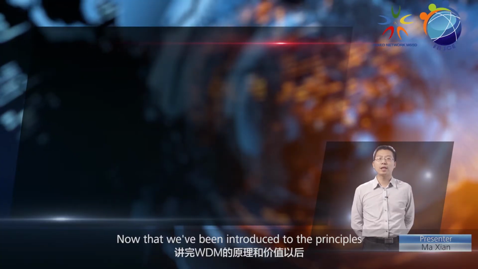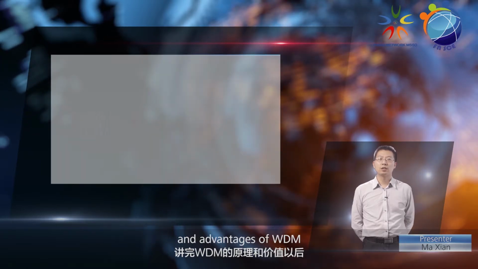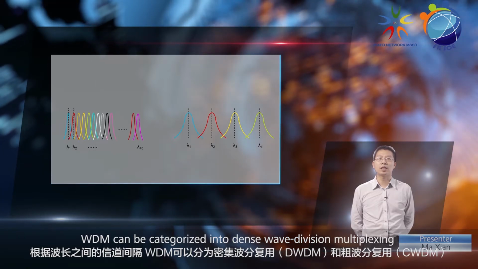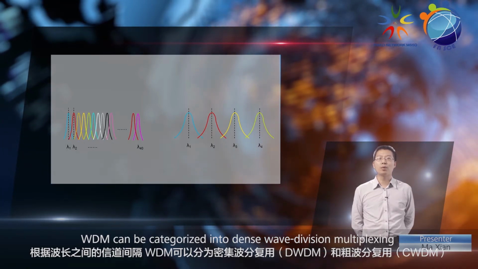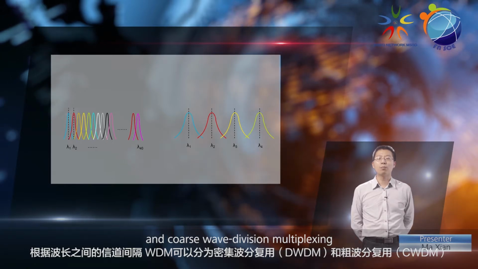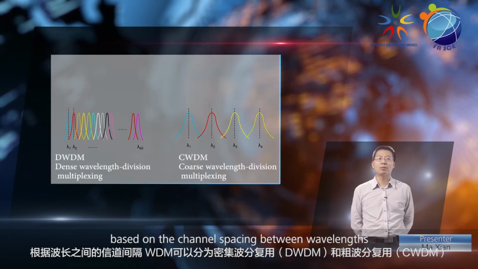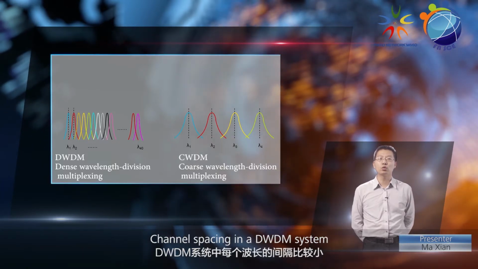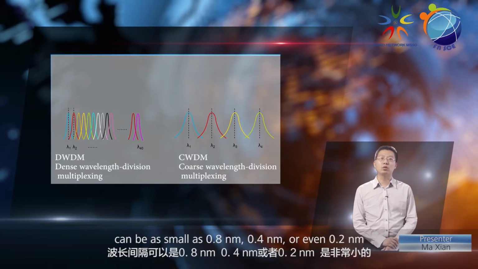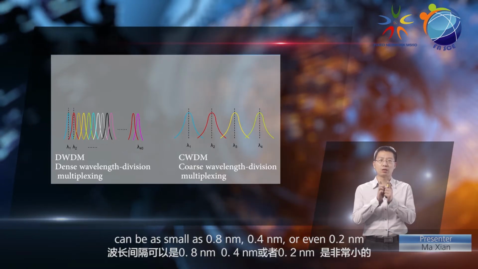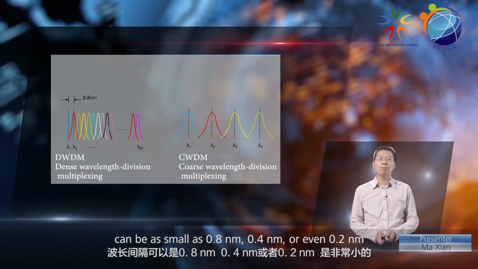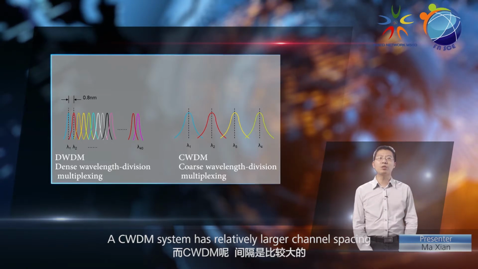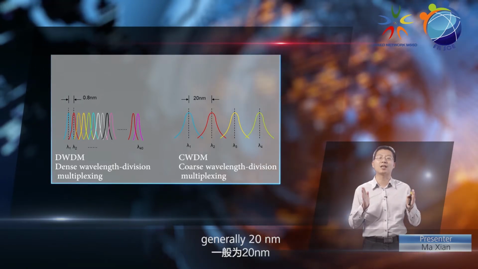Now that we've been introduced to the principles and advantages of WDM, let's further explore a few concepts. WDM can be categorized into dense wave division multiplexing, DWDM, and coarse wave division multiplexing, CWDM, based on the channel spacing between wavelengths. Channel spacing in a DWDM system can be as small as 0.8 nanometers, 0.4 nanometers, or even 0.2 nanometers. A CWDM system has relatively larger channel spacing, generally 20 nanometers.